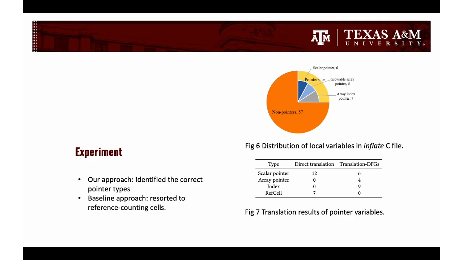And as shown in the lower diagram, our approach successfully identified the correct pointer types and only got one wrong. And the baseline failed to distinguish all of the pointers that are not scalar ones, and they resorted to reference counting cells. This actually suggests that the LLM is cautious about using raw pointers in Rust, and they attempt to work around this by defaulting to reference counted types. But reference counting is insufficient in this context. It does not guarantee exclusive mutable access, and it fails to properly support pointer arithmetic, which is often required in C code.